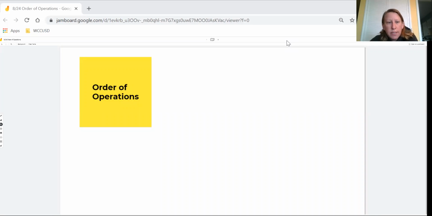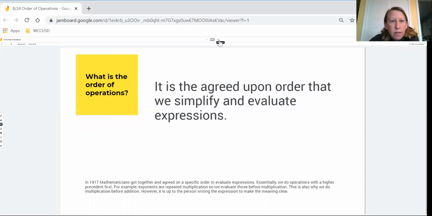Hello students, today we're going to talk about the order of operations. So what is the order of operations? It's the agreed upon order that we simplify and evaluate expressions. They actually came together in 1917 and decided on an order that would make sense.